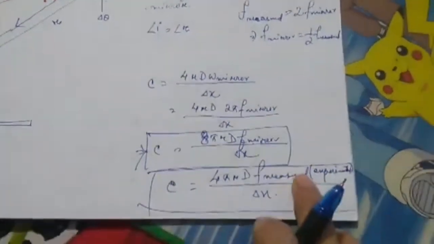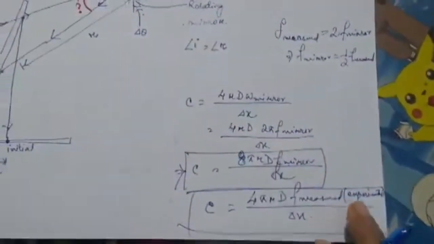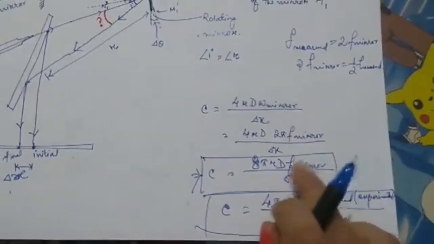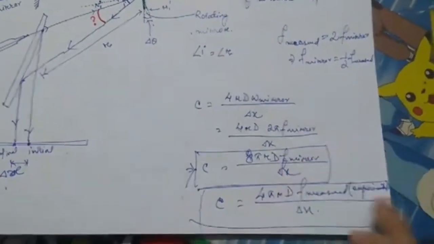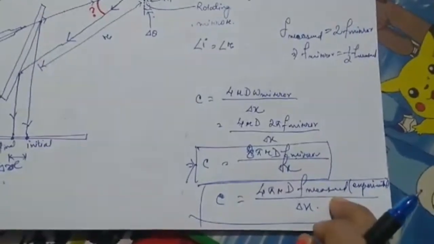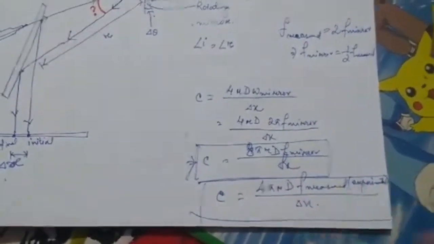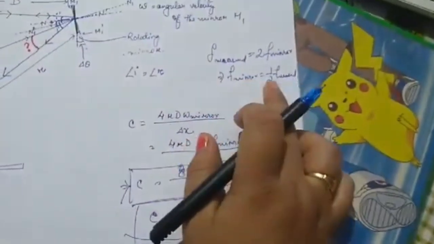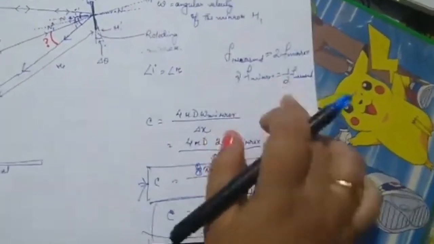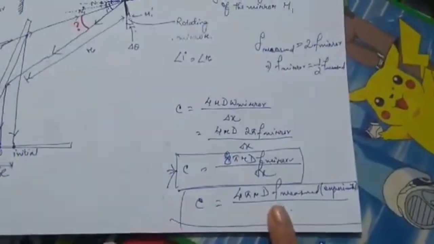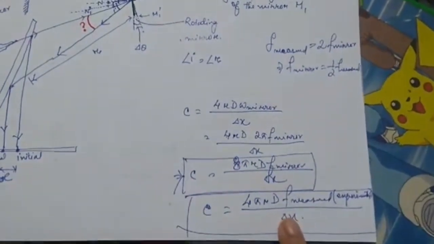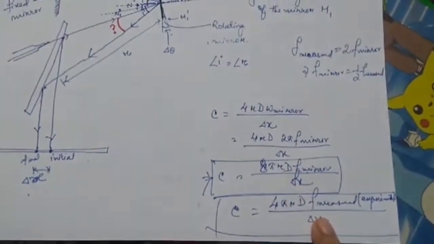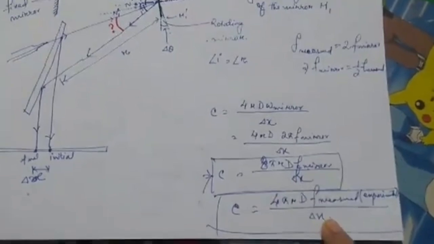We need f measured, the experimental value, because we are doing a lab experiment. The actual frequency of the mirror is f mirror, but in the experiment we get only f measured. For correction, we have modified it by f mirror equal to half of f measured, and this is the final formula for the speed of light calculated in the lab. They just wanted to prove whether it is exactly equal to 3 into 10 to the power 8 or not.